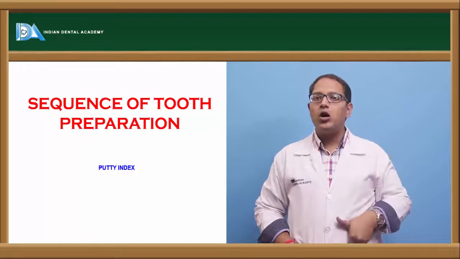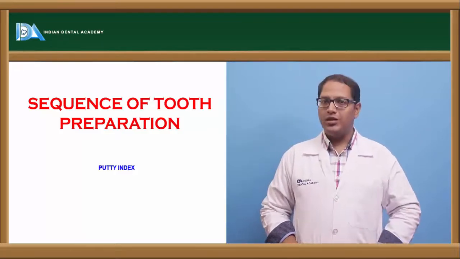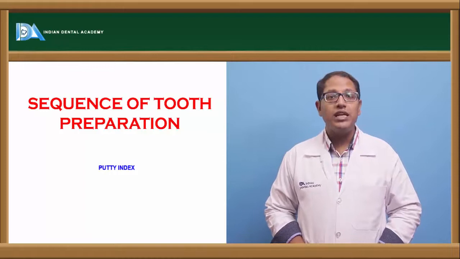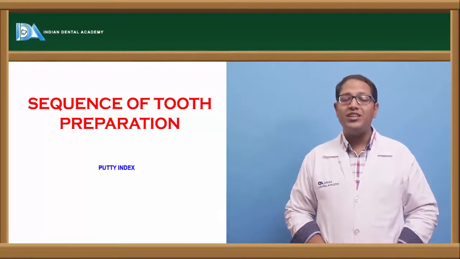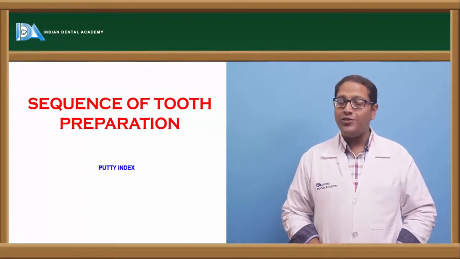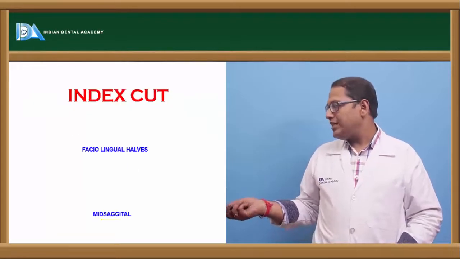Second, the putty will solve the problem of temporization. In future appointments, or very soon at the next appointment, we can give the temporary to that particular crown if it is vital. So the putty index is of importance.